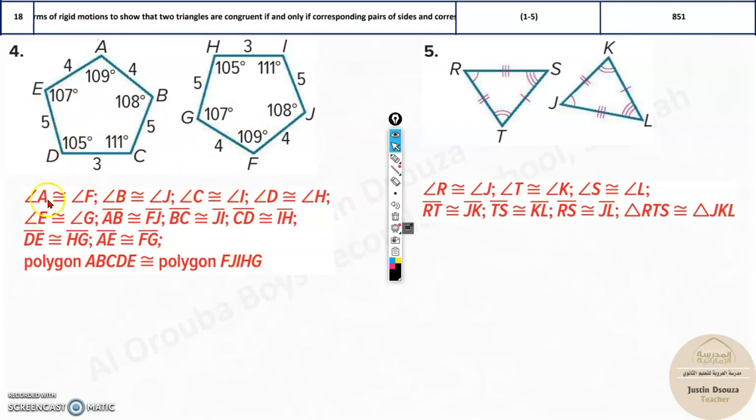And if they ask you for which is congruent, you should just see them and tell it. Now, for example, all these sides are congruent to each other, but you don't write it directly. You need to write AB will be congruent to FJ, BC to JI, and so on, the corresponding parts.